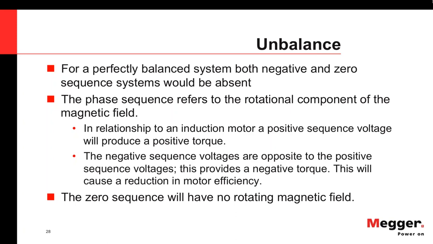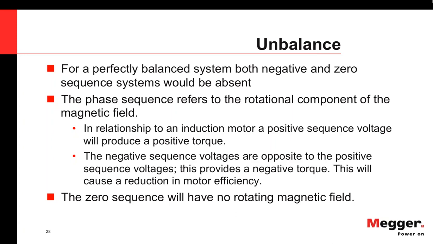So when we talk about the actual sequences, we're talking about the rotation of the magnetic field. Positive sequence means that the magnetic field rotates in the same direction as the fundamental. A negative sequence means the magnetic field rotates in the opposite direction of the fundamental. A zero sequence means it has no phase rotation, and they will tend to add together and add up onto your neutral.